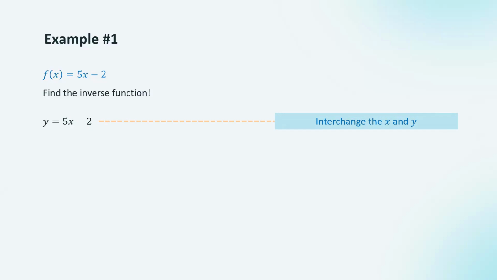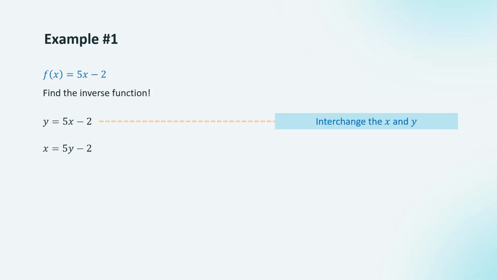Remember that in an inverse function, we swap the domain and the range. The input becomes the new output, and the output becomes the new input. The old x becomes the new y, the old y becomes the new x. That's the reason why we interchange the x and the y. So that means the next step is going to be like this. The output becomes the input, and the input becomes the output. That's the essence of inverse function.